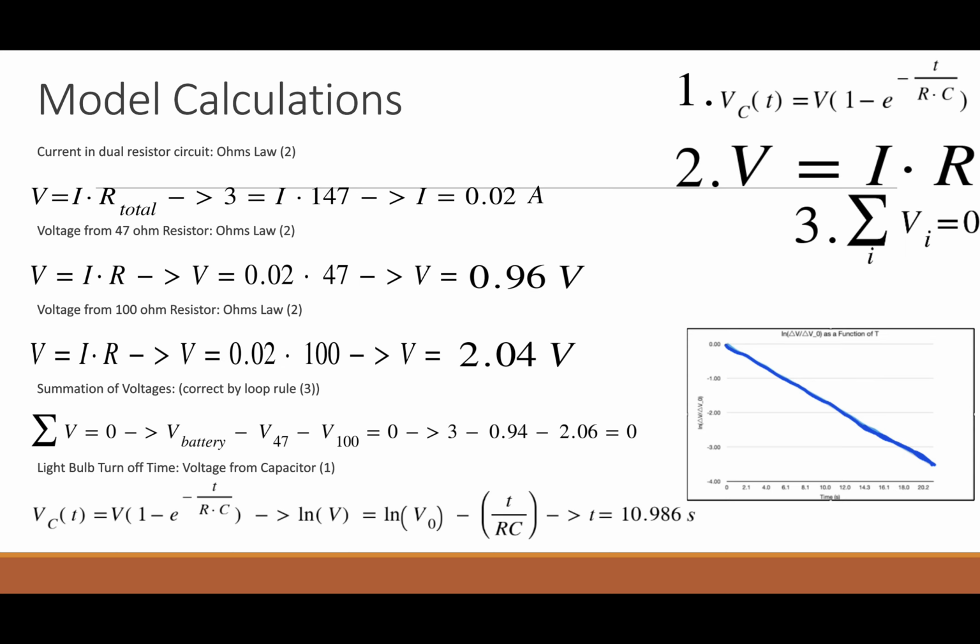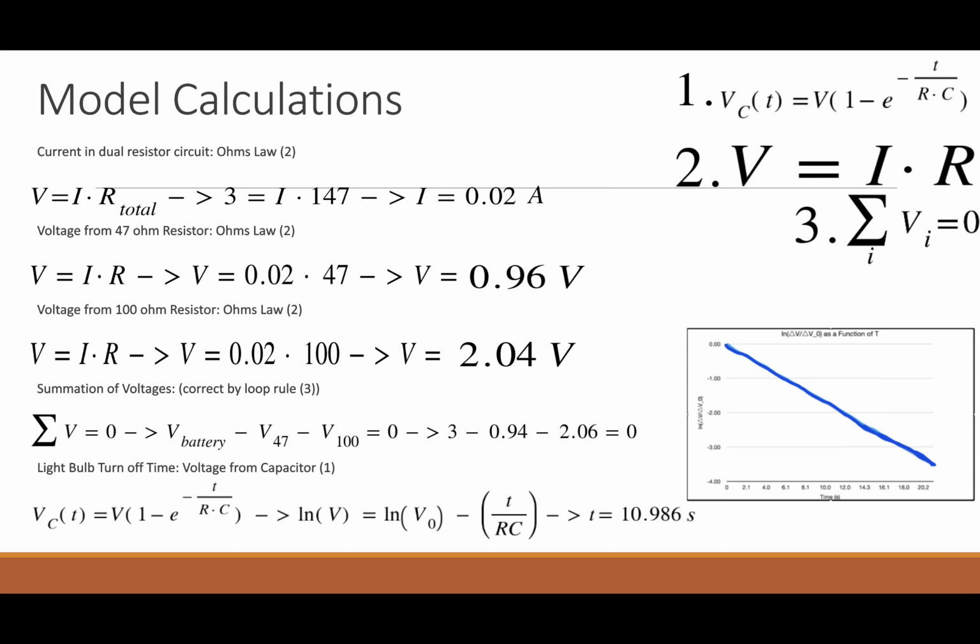Using Ohm's law, we could find the current in the dual resistor circuit to be 0.02 amps. Our voltage from the 47 ohm resistor, also using Ohm's law, to be 0.96 volts. Our voltage from the 100 ohm resistor, also using Ohm's law, would be 2.04 volts. And our summation of voltages, which we can check by the loop rule, will be the 3 volt battery minus the voltage drop-offs from the resistors, which will equal 0, which means that the loop rule holds true.